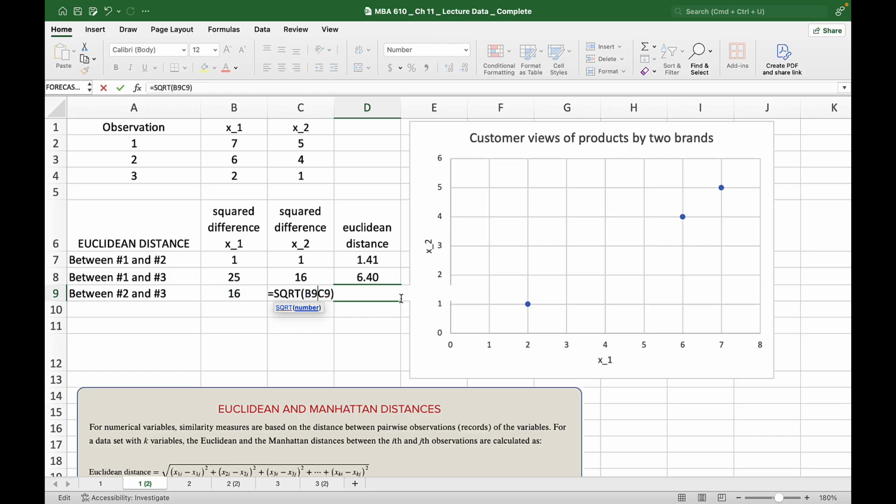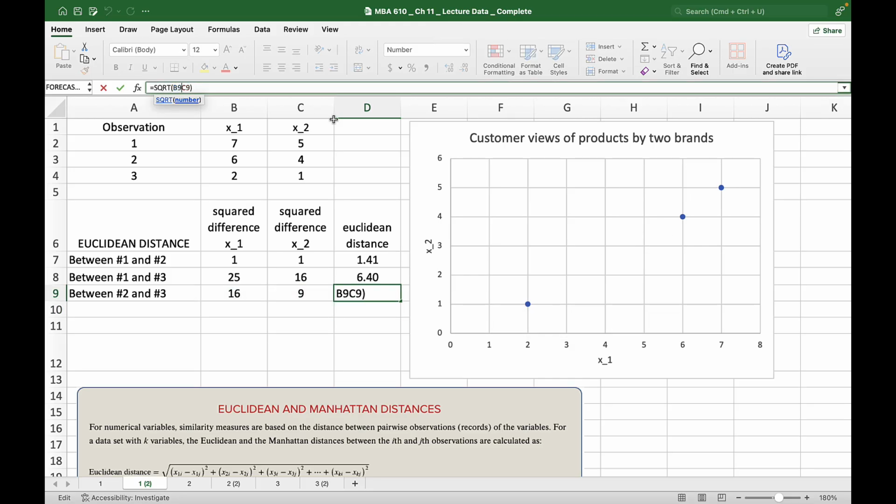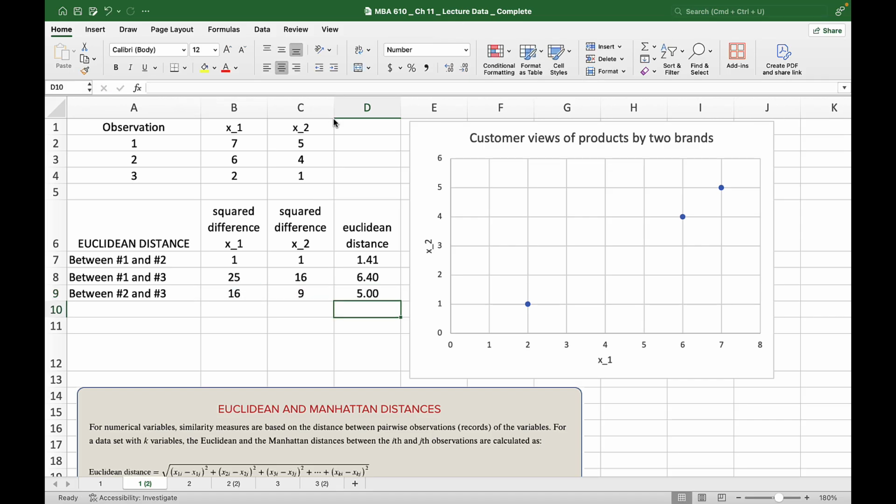What gave it away for me that there was a problem was because this is a 6.4 distance and this being a 2.65, it doesn't look to me like this distance is less than half of that distance, right? So it cued me off that there was a mistake and I had just entered a minus instead of a plus. Now it makes more sense because the Euclidean distance between 1 and 2 is 1.41. They're more similar. And the distance between 1 and 3 is 6.4. The difference between number 2 and number 3 is 5. So this gap here, between these two people and this person, is larger.